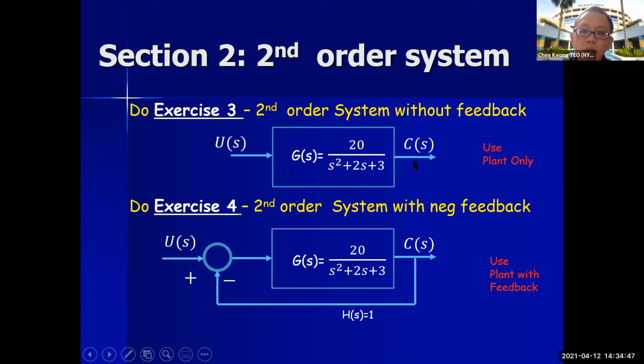So exercise 3 is basically for the plant only, and exercise 4 will be for the plant with feedback, right? And then there will be another one, the closed loop transfer function, where you need to calculate G over 1 plus GH. And exercise 5 and 6 are the same thing, but now we are using 1 over s plus 2. If you multiply this out, the highest power will still be s squared, so we also call it the second order transfer function.